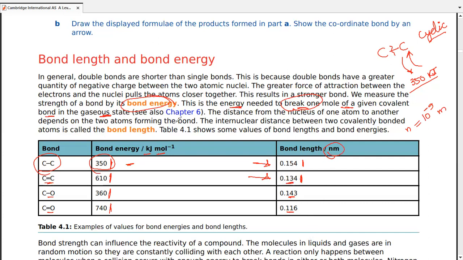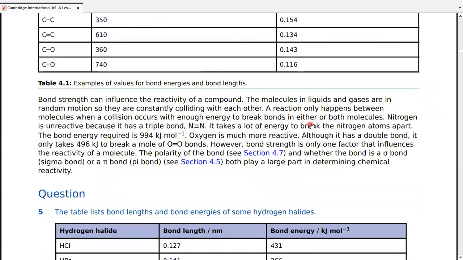This also gives you the idea that apart from the definitions of bond length and bond energy, here are the units that we use for them. All right. Now comes the part of reasoning. Why do we study these topics and what do they have to do with bonding? Yeah, they have to do a lot with bonding.